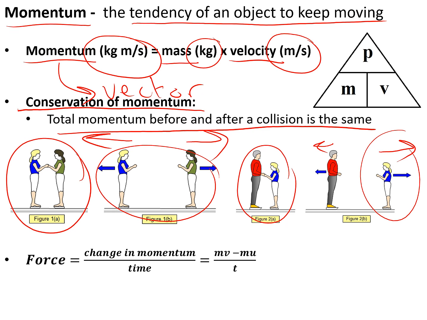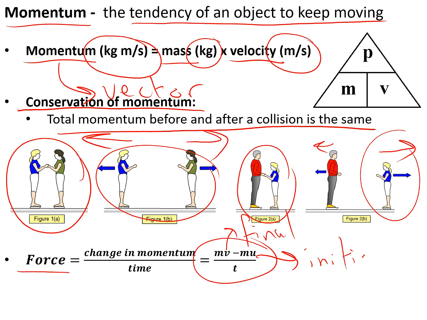Momentum is increased or decreased by forces. So force is the change in momentum divided by time. We get this equation here, mv minus mu over t. V is the final velocity, u is the initial velocity, and m is just the mass.